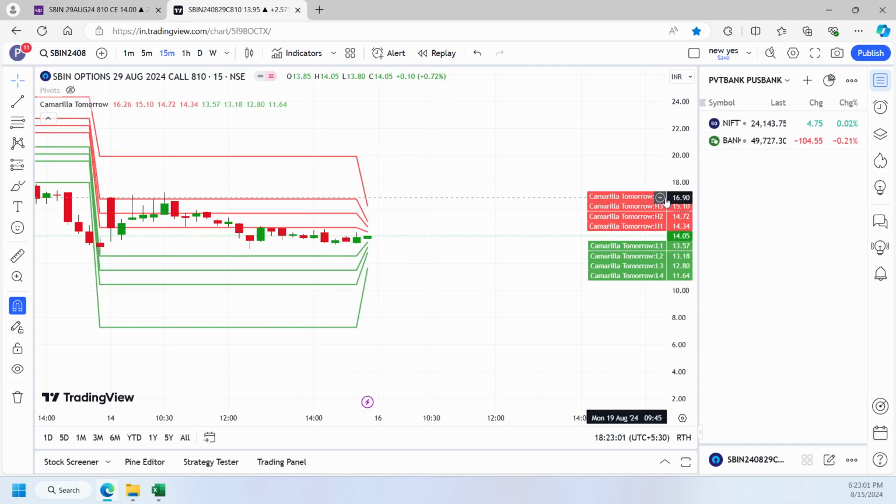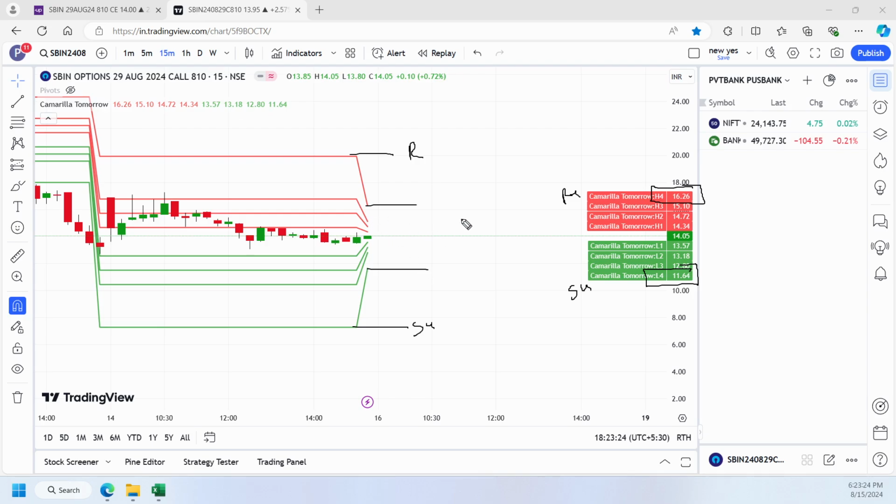Here it's showing H4 and L4. Exactly, you can look at the 16.26. That is tomorrow's value. These are all tomorrow's values. H4 is 16.26 and L4 is 11.64. That is nothing but S4 and R4. And the previous day R4 is here and previous day S4 is here. So exactly this is forming an inside between the previous day.